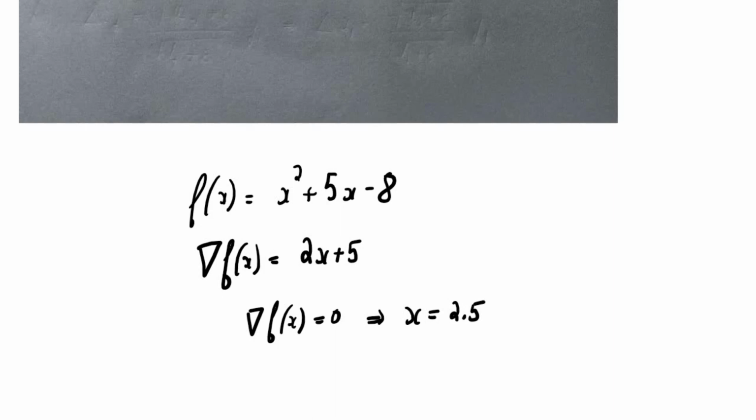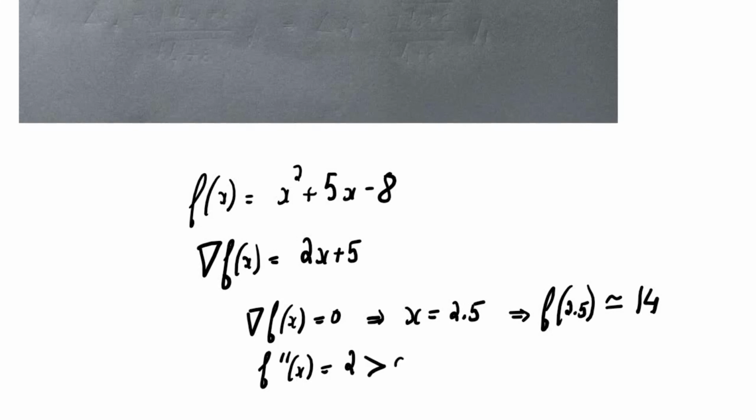And if I put the value of x as 2.5 over here, this will imply that f of 2.5, if I calculate it, is somewhere close to 14. And now if I do the double derivative of f(x), like f double dash x, it is going to be 2, which is strictly greater than 0, which will mean that this value of 2.5 is the local minima.